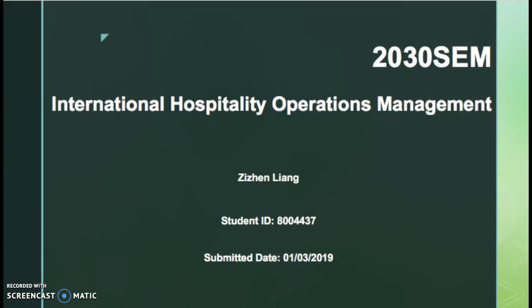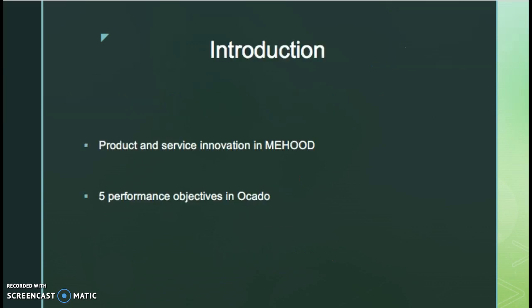Hi everyone. I have two parts in today's presentation. The first part is product and service innovation in Mahu, a Chinese new hotel. And the next part, I will analyze the 5 performance objectives in Ocado.